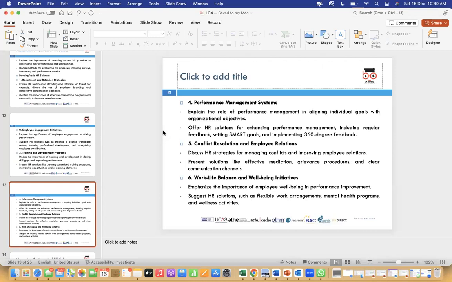Conflict resolution and employee relations. We have just spoken about conflict resolution in the previous lecture, how correct and effective conflict management is going to improve employee relations and performance in the end. So just clearly explain to your associates throughout the process how you're going to approach it, right? Then work-life balance is really necessary, because if your employees are burning out, you're probably looking at higher turnover as well.